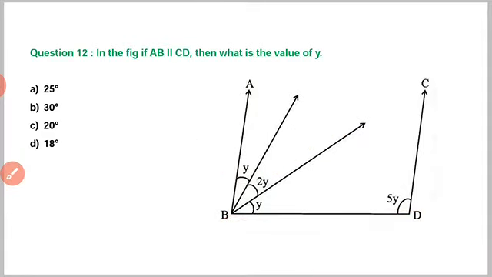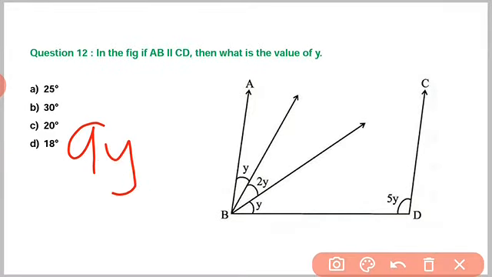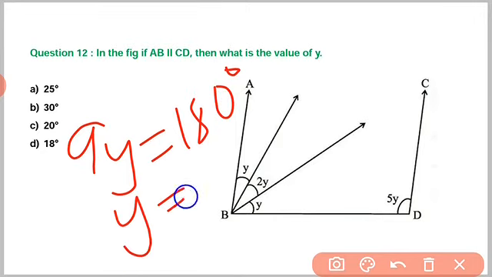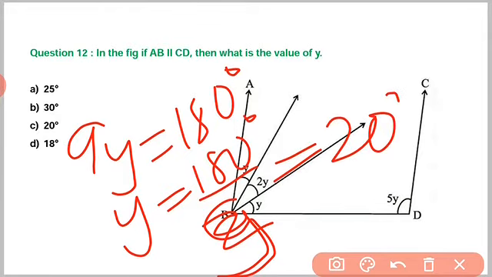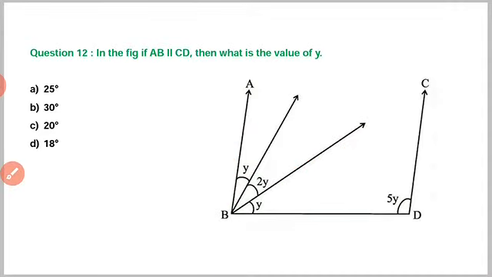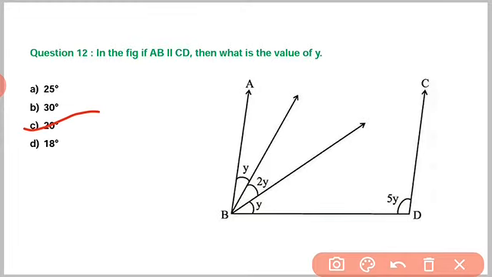So again we see that 5y and 4y makes 9y, that is equal to 180 degree, and y will be equal to 180 degree divided by 9, that makes 20 degree. So in this question we have to find the value of y, and the value of y is equal to 20 degree.